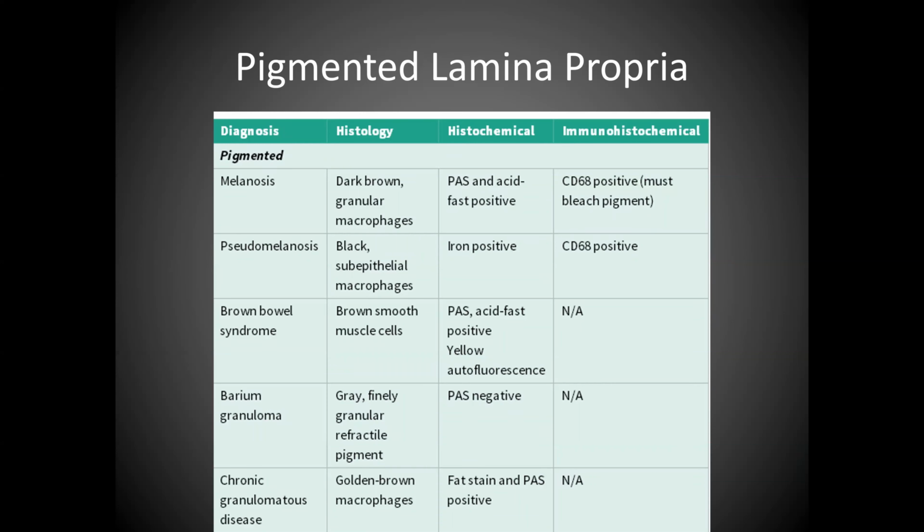Now, pigmentation in the lamina propria also occasionally presents certain challenges. You can have melanosis. You can have pseudomelanosis, which is usually related to iron. True melanosis is not usually melanin. It's a melanin-like pigment that doesn't stain with melanin or melanocytic markers, but it is PAS positive and acid fast positive, and differentiates from lipofuscin. Brown bowel syndrome, again, this is quite uncommon. I have no experience with that, so I won't really comment about that. Barium can occasionally give you more of a gray situation. We don't use barium quite as much anymore, so that's decreasing in frequency. And then chronic granulomatous disease can have a golden brown macrophage that would be positive.